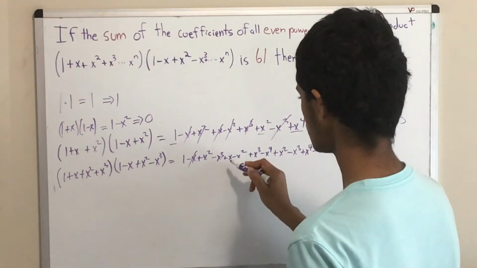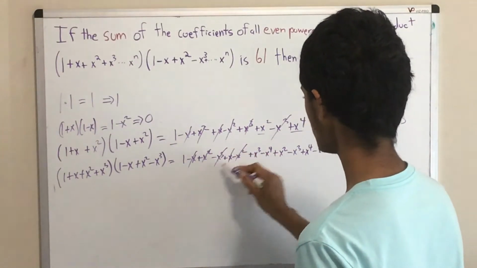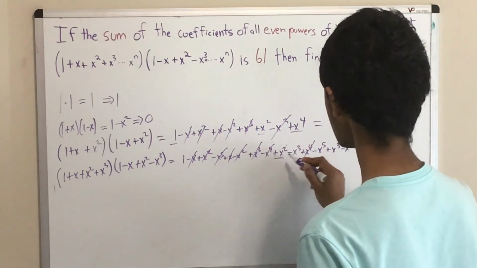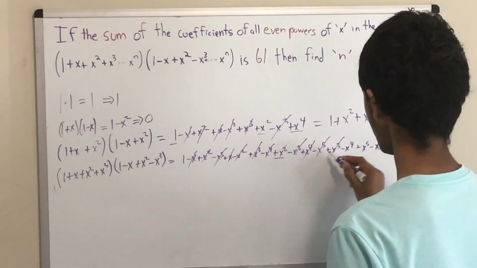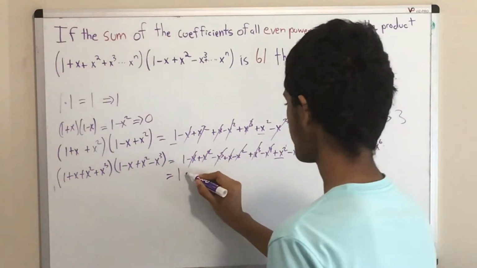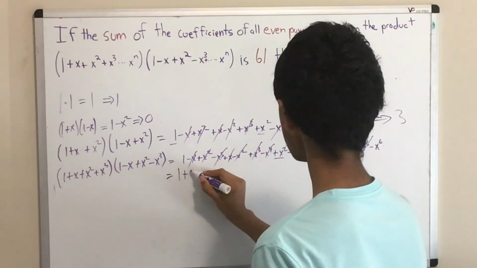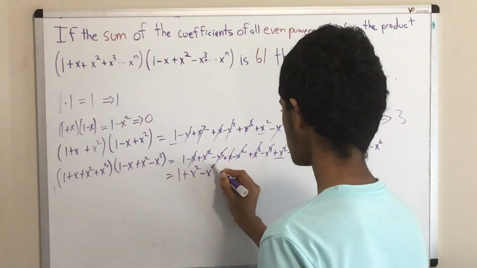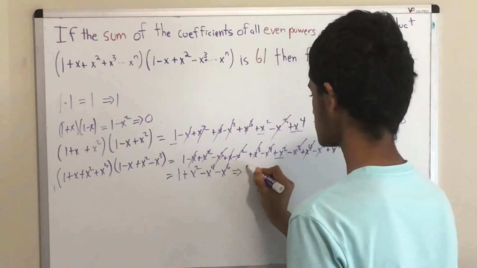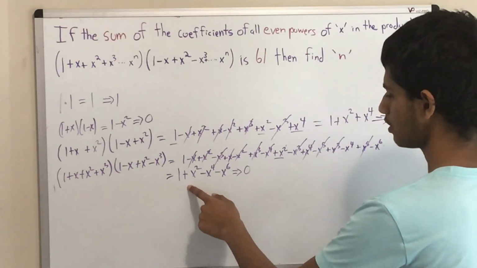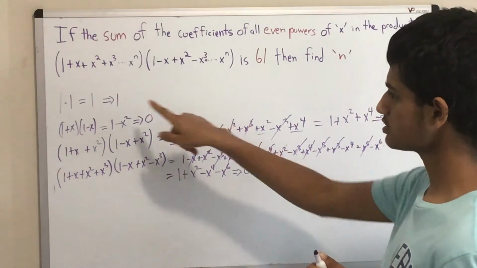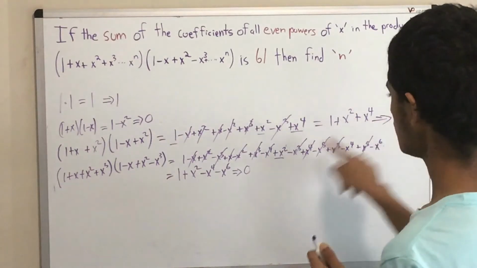This cancels out with this, x² cancels out here, the x³ cancels out here, x⁴ cancels out here, and this x² remains, the x³ cancels out here, x⁵ cancels out here, and what we're left with is 1 + x² - x⁴ - x⁶. The sum of the coefficients for that is simply 0, because it's 1 + 1 - 1 - 1, so that's just 0. So we're starting to come to a conclusion. It goes 1, 0, 3, and then 0.